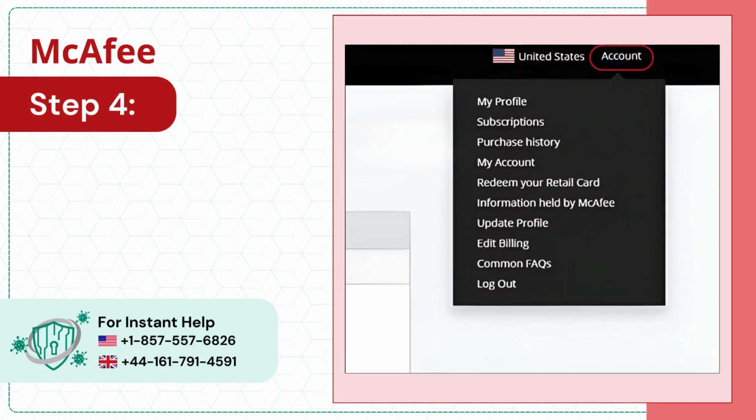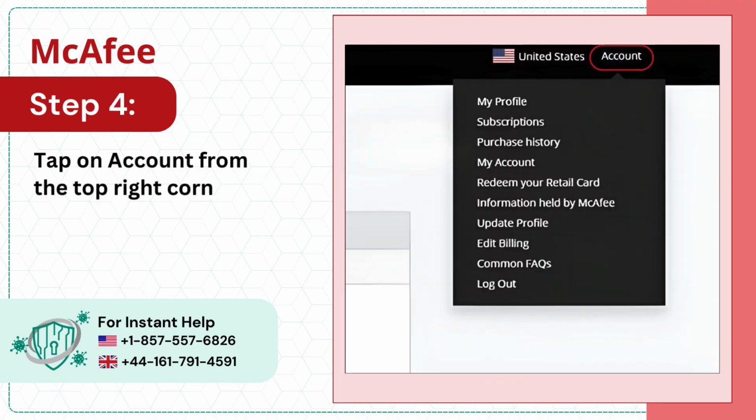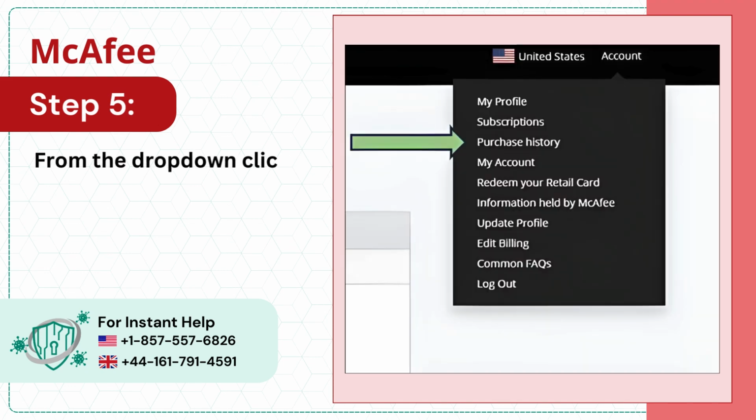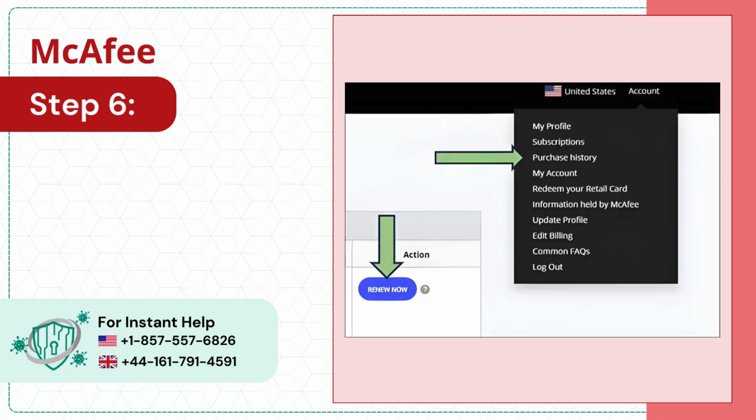Step 4. Tap on Account from the top right corner. Step 5. From the drop-down, click on Purchase History. Step 6. Next, click on the Renew Now next to the expired subscription.